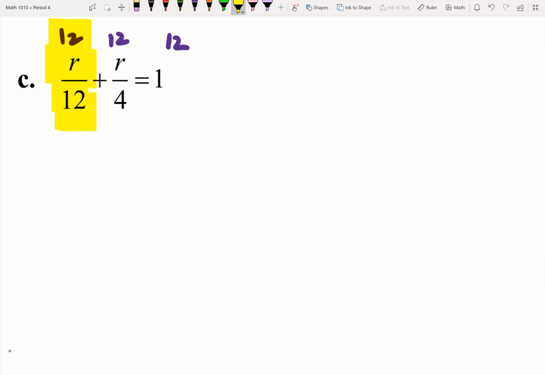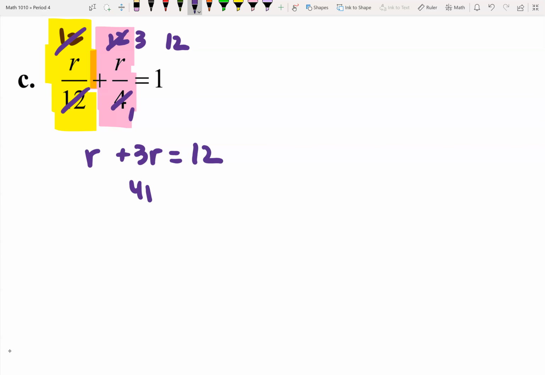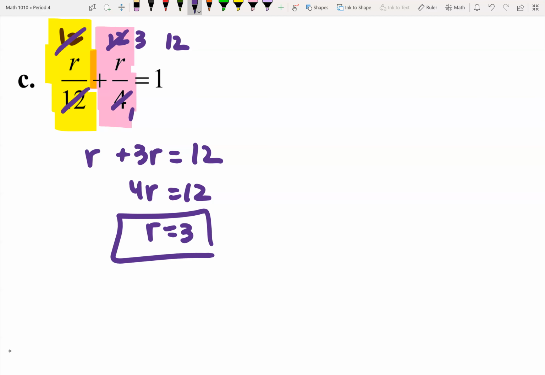This guy right here, 12s cancel, and I have an r. This guy right here, 4 goes into 4 once. 4 goes into 12 3 times. 3 times r is 3r. On the right-hand side, do I have a 1? What do I have? A 12. Now I have 4r equals 12. Divide by 4, r equals 3. I'm done.